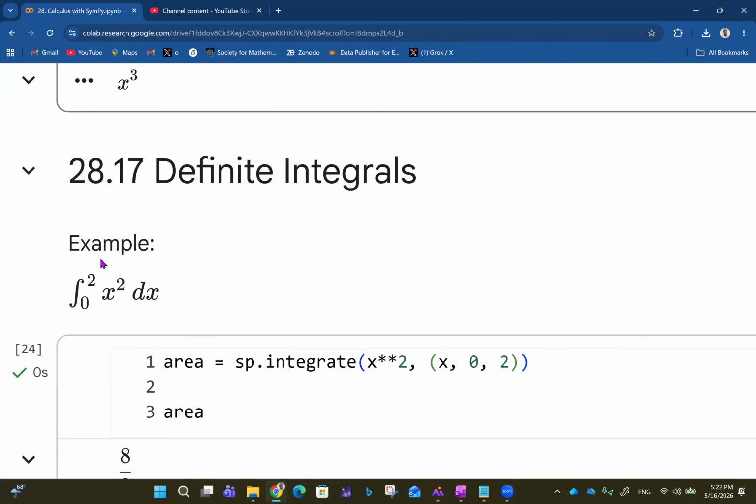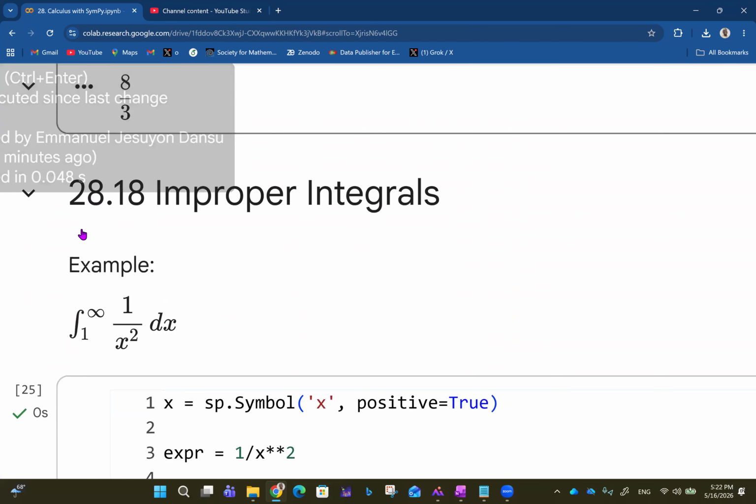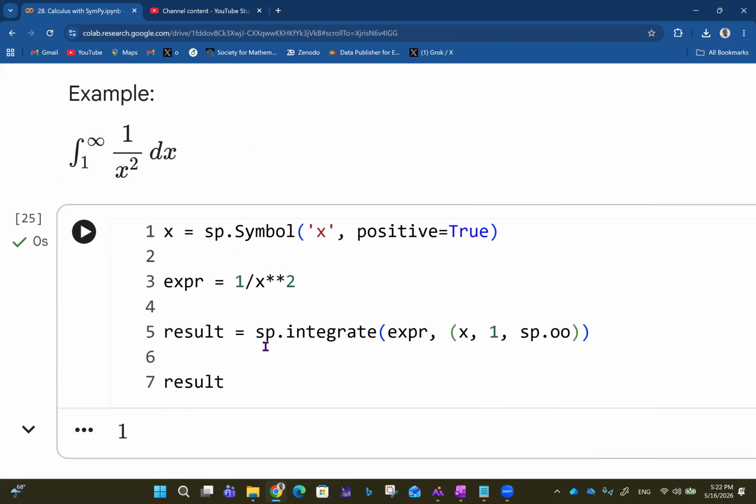Then definite integrals now. So you have x squared there. So that's 1 over 3 x cubed. If you substitute from 0 to 2, you get 8 over 3, like you have here. Then you have improper integrals. So here you integrate from 1 to infinity. And remember infinity is written as double o, oo, like that in SymPy. So the answer is 1.